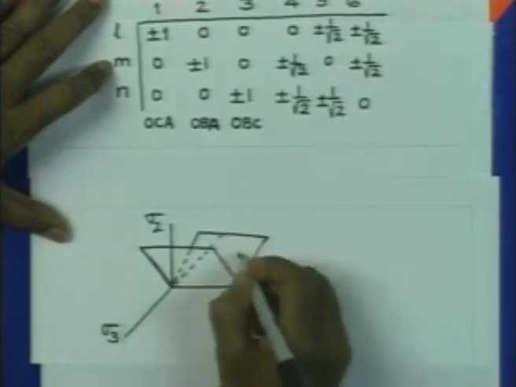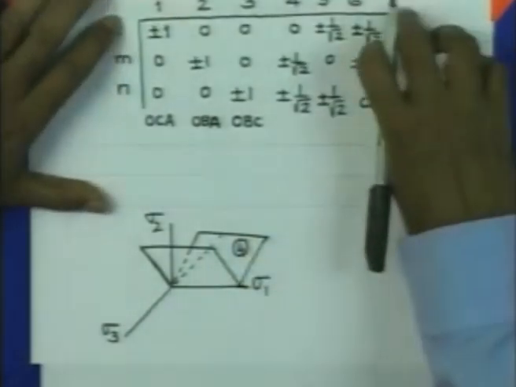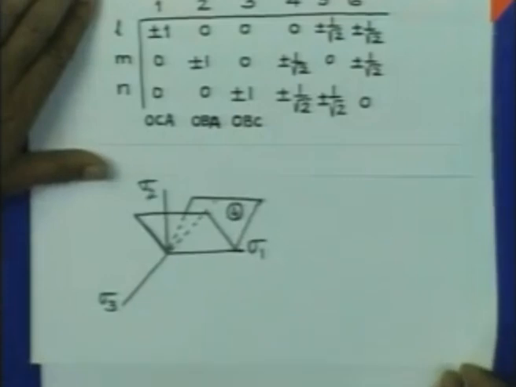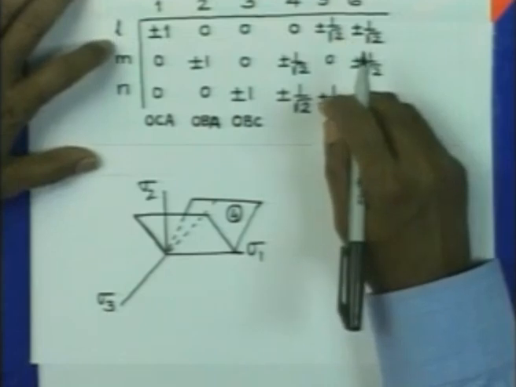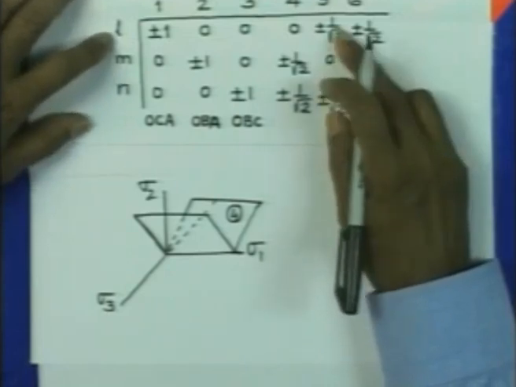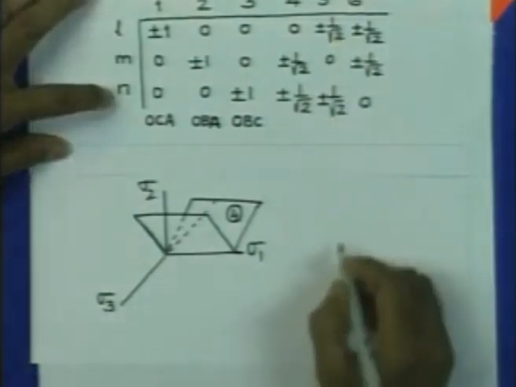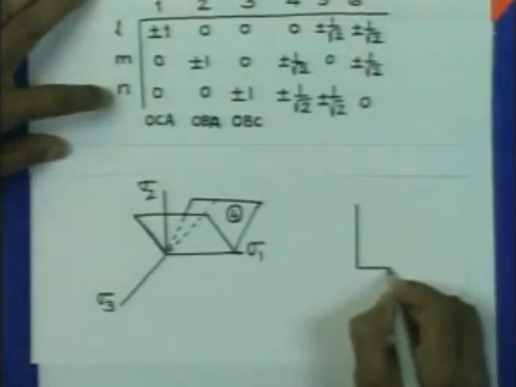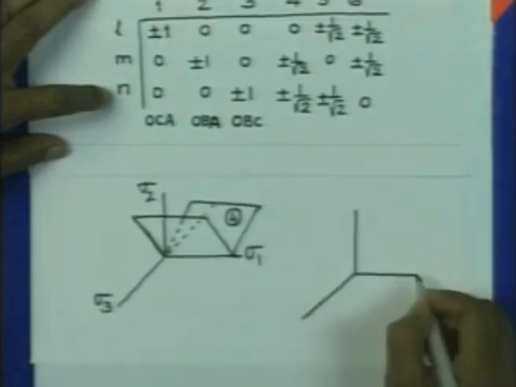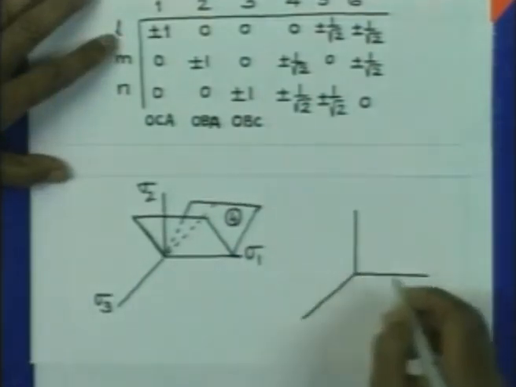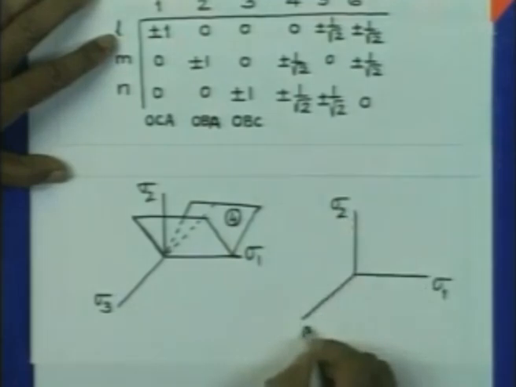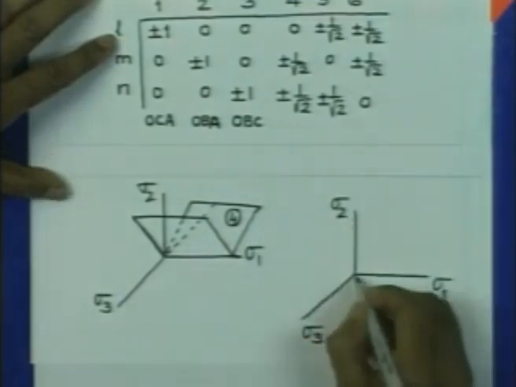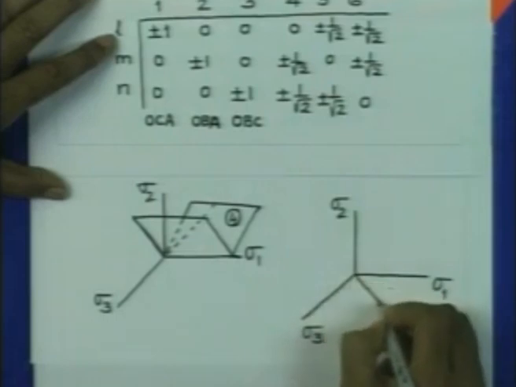So, these are the 2 planes which are given by combination 4. Similarly, you can consider the planes given by 5, which is making an angle of 45 degree with direction 1 and 3. So, we can show this plane number 5 is making an angle of 45 degree with direction 1 and 3, so therefore this should be the direction.